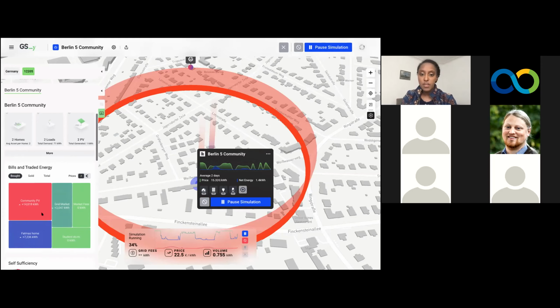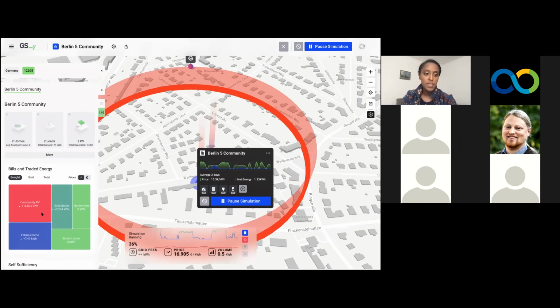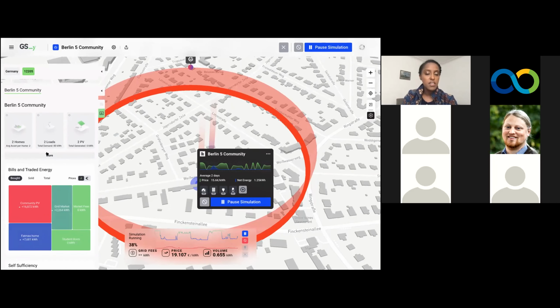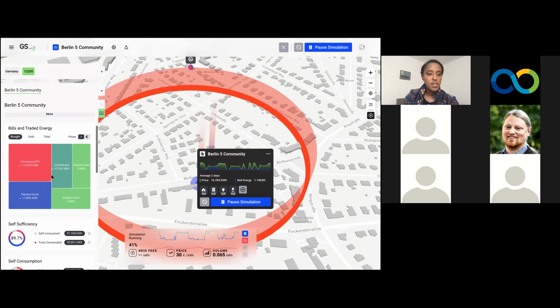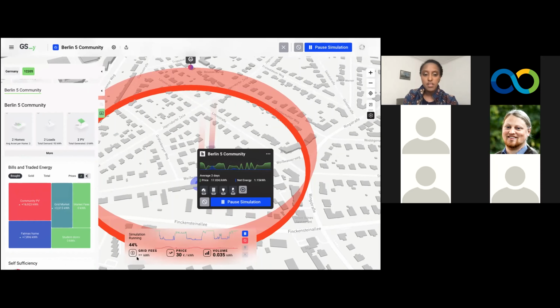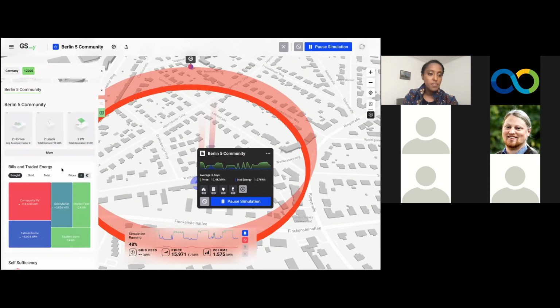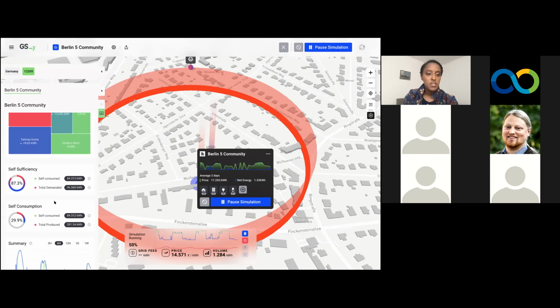I want to briefly mention that on this left side, you can see the results. As the simulation runs, it is at 44% right now. You can see the results changing as you run the simulation.